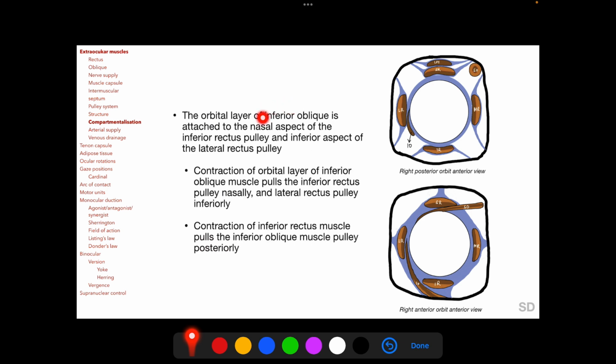For the inferior oblique muscle, the orbital layer is attached to the nasal aspect of the inferior rectus pulley and the inferior aspect of the lateral rectus pulley, as shown here in this diagram. So the contraction of the orbital layer of the inferior oblique muscle pulls the inferior rectus pulley nasally and the lateral rectus pulley inferiorly. Also, contraction of the inferior rectus muscle pulls the inferior oblique muscle pulley posteriorly.